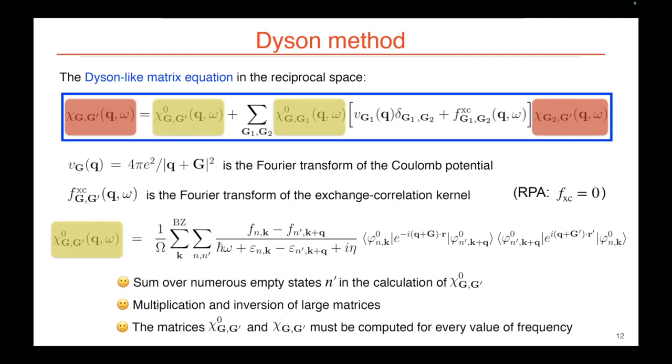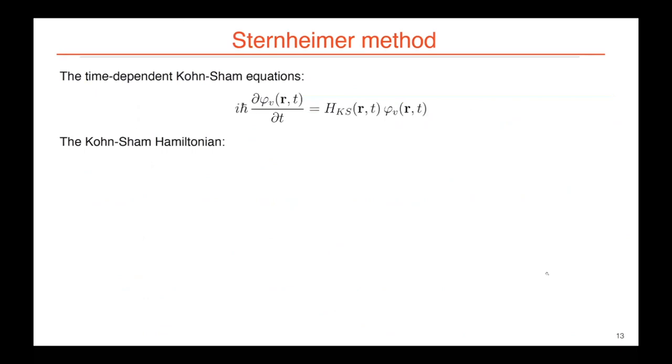Then we have multiplications and inversion of large matrices. So we need to solve this matrix equation. The size of these matrices can be 500 by 500, less or more, quite large matrices. Then we have multiplications, then we have inversions. It's quite expensive. And moreover, we need to solve this equation for every value of the frequency omega. So we need to do it many, many times, for each frequency. And that's, again, quite expensive computation. Even though this method is very popular, it's quite expensive, even though there are different techniques to speed up these calculations. So that was the first approach.